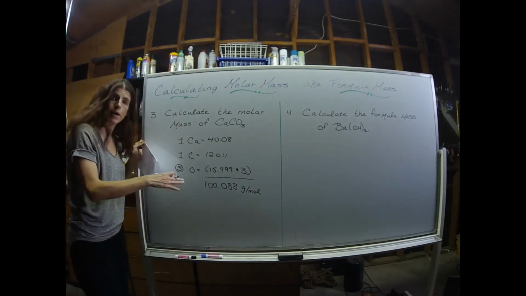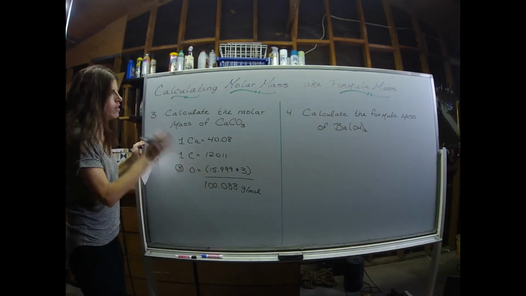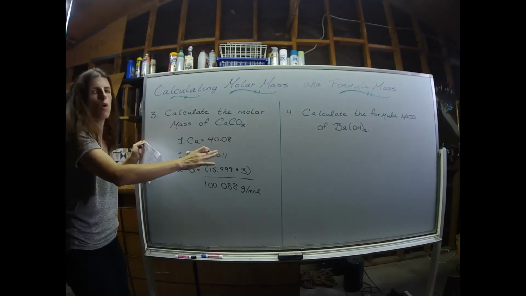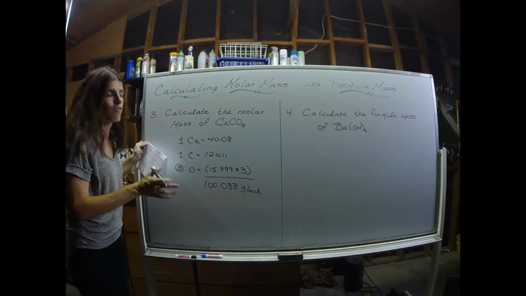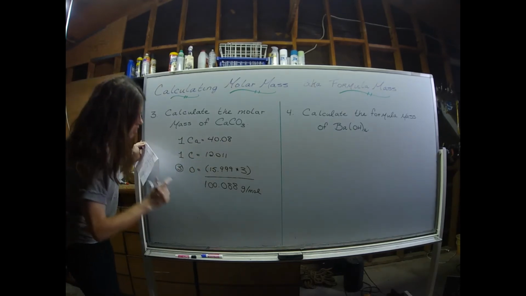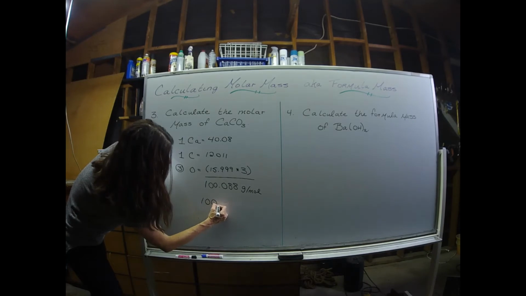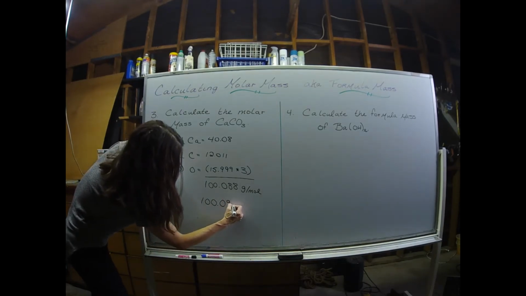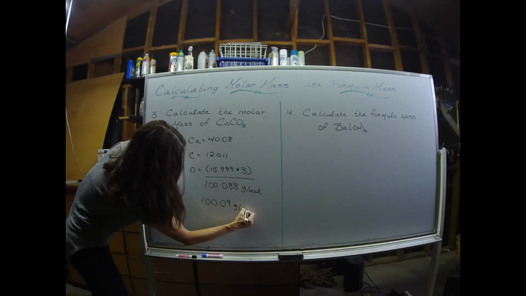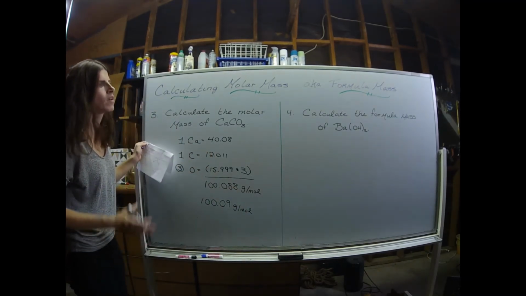Totally would write my conversion factors using this value. However, if I just need a molar mass and this is going to be my final answer, I need to look at decimal places since I was adding. So if this was my final answer, I would say it's 100.09 grams per mole because the calcium only has 2 decimal places.